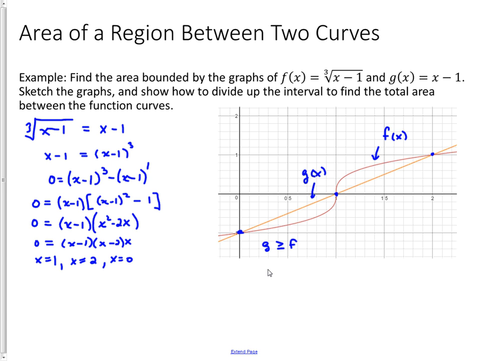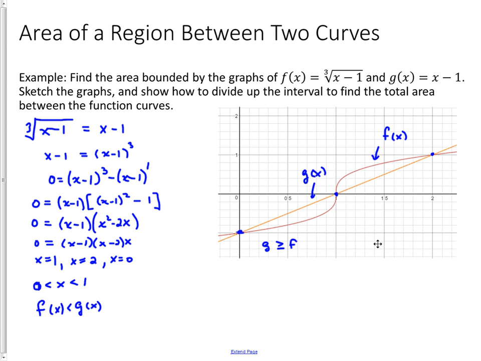Now we could certainly go through and verify this by choosing a number on the interval between 0 and 1 and just testing, right? If we are on the interval between 0 and 1, we would substitute in some value to see which is greater or which is less, and we would see that f of x would turn out to be less than g of x on that interval, just by substitution. You choose 1/2. The cube root of 1/2 minus 1 is going to be less than 1/2 minus 1.